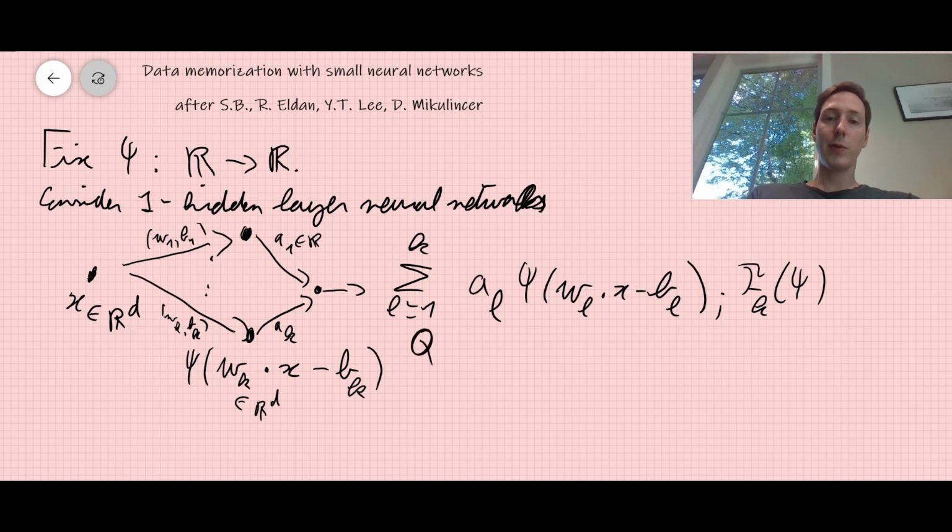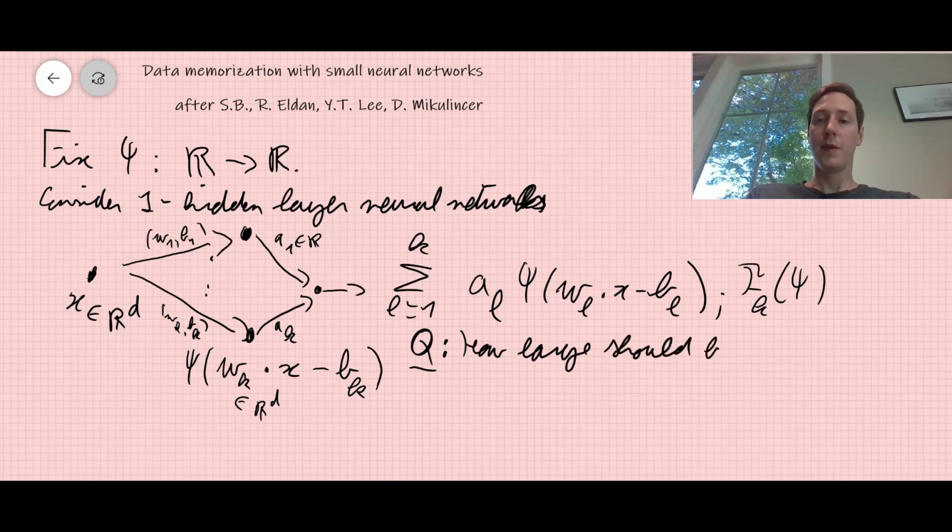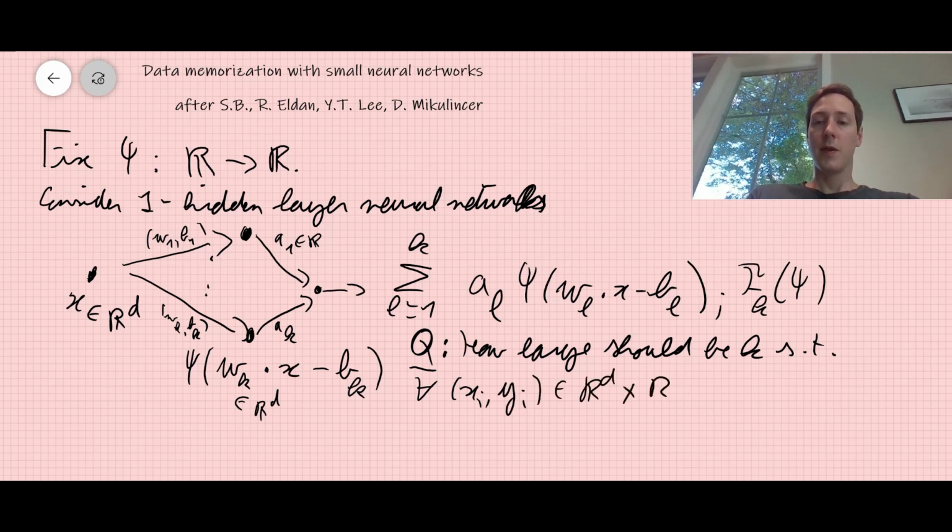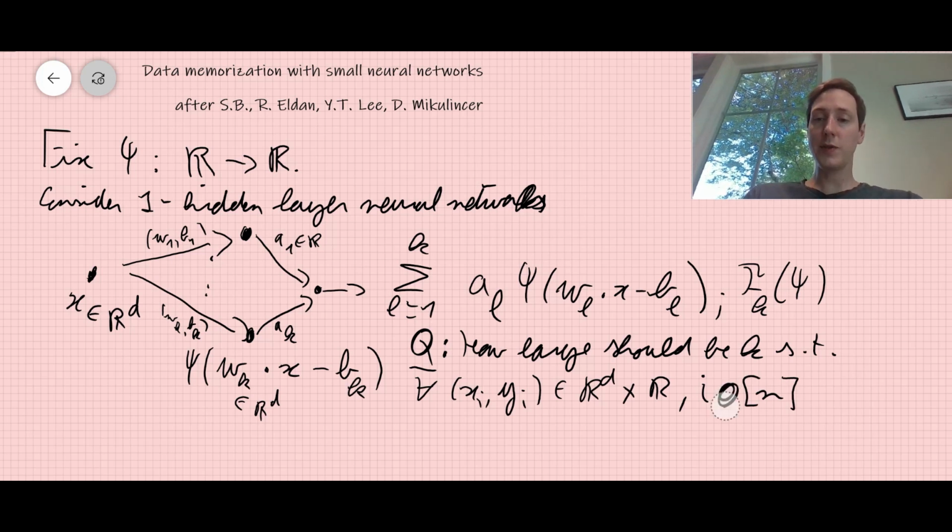And the question that we're going to be interested in is how many neurons do you need to memorize? So how large should k be so that for any data set, so for any pair of points (x_i, y_i) in R^d times R, i going from 1 to n. So I have n data points.